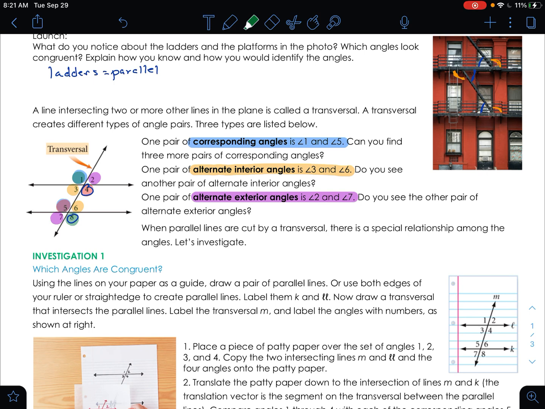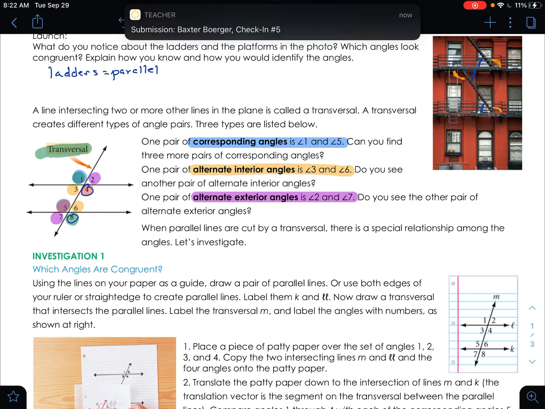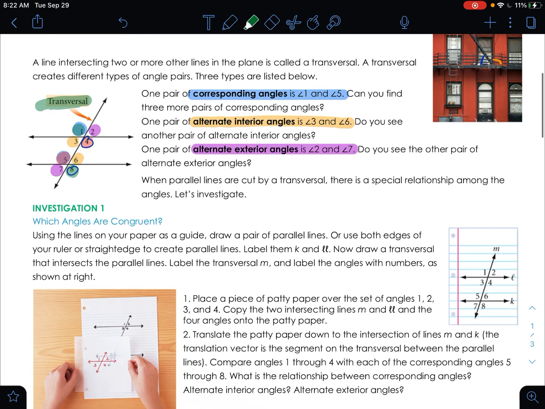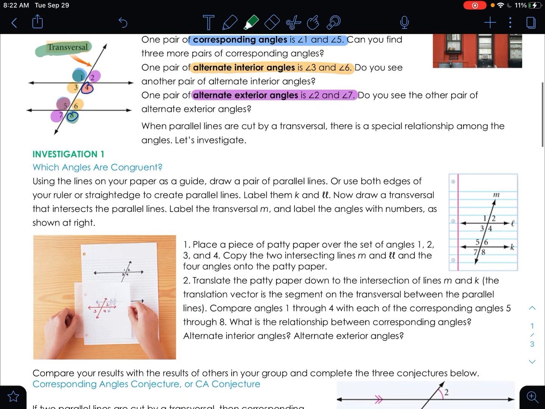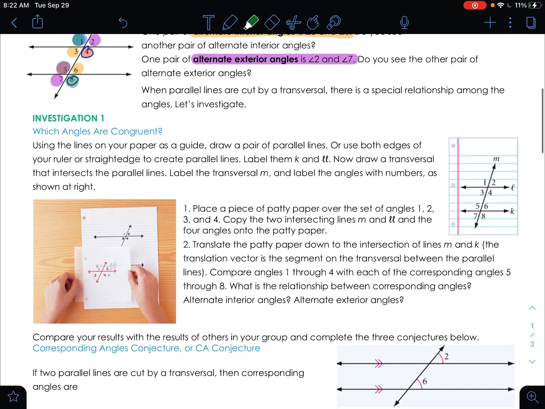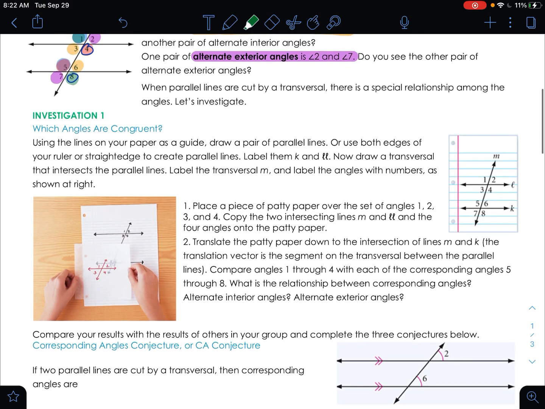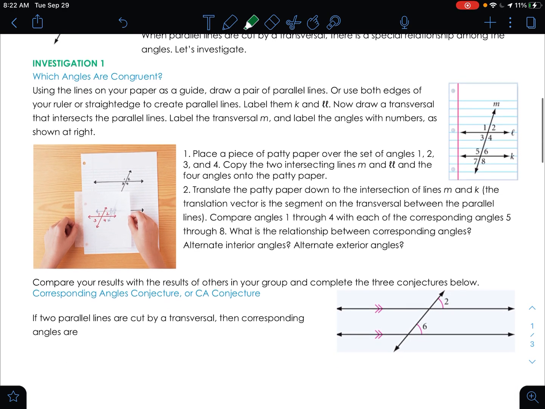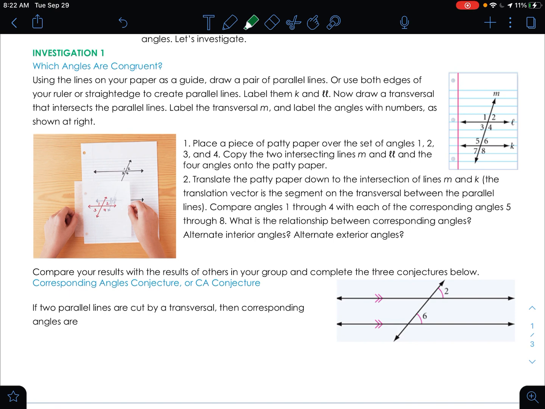So when we have parallel lines that are cut by a transversal, a line that intersects two parallel lines, and that line right there is the transversal, there are some special relationships among the angles. So what we're going to do is walk through an activity on Desmos that you can and should do on your own. So if you have not done it already, please pause the video and go work on the activity so you can make these discoveries yourself. Then come back and we'll have a quick discussion about it.